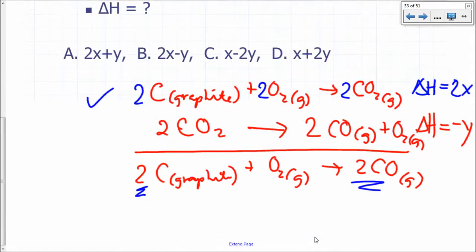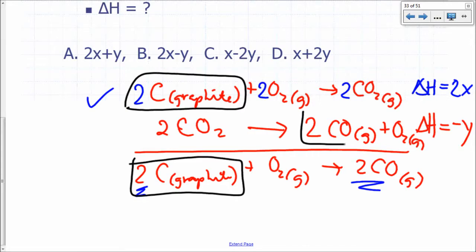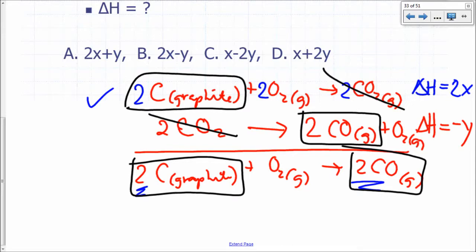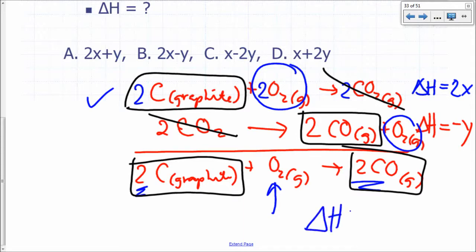So let's combine these two reactions. Now, does that give me the overall reaction I want? Well, I've got two graphites right here, two graphites right here, and I've got the two carbon monoxides up here, right? What happens to my CO2? I made 2, I lost 2. So CO2 does not appear in the overall reaction. What happened to my oxygen? I started out with 2 moles. I ended up with 1 mole, so that means I've lost 1 mole. So that's just 1 mole of O2 left. So I got the reaction I want. So the delta H for this reaction is equal to what? 2X plus negative Y, which is just 2X minus Y.